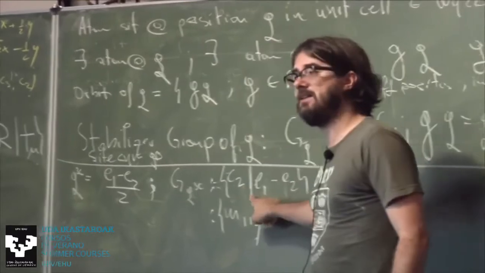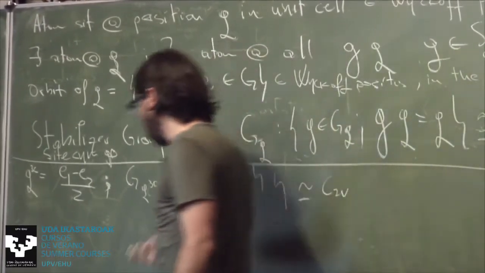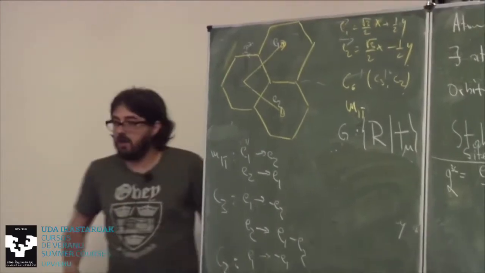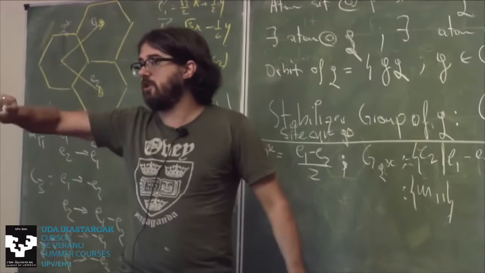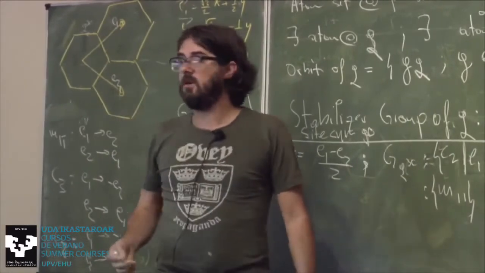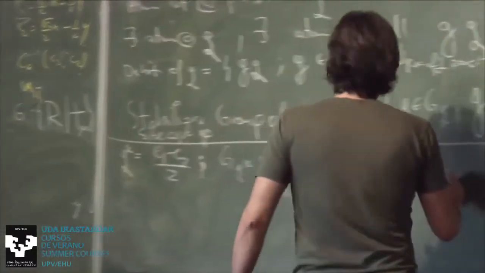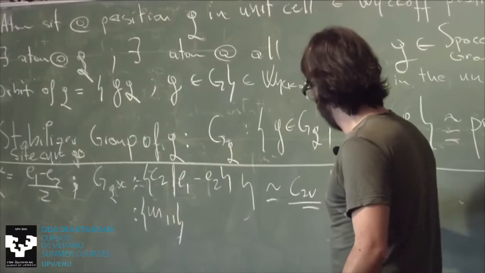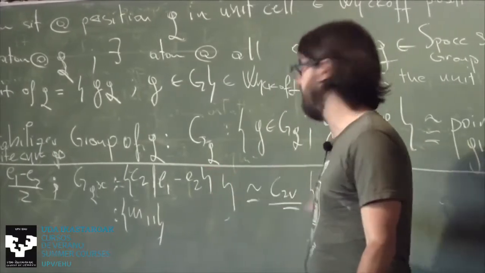So even though it's got this translation part, you really shouldn't look at it as, oh, wow, it's got a translation part, so it's something weird. It's not. It's just that my C2 element is not just a rotation, it's a rotation plus a translation. But this is isomorphic to C2V, which is the symmetry group of C2 and mirror. And the isomorphism is clear. This goes into this, and this goes into this.